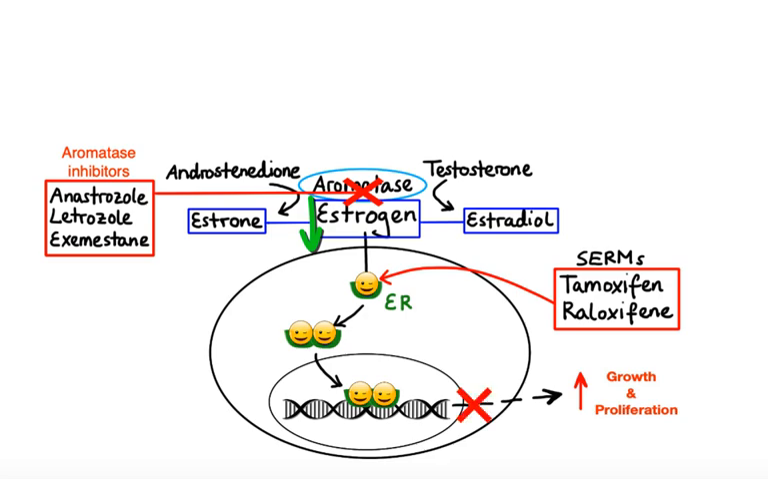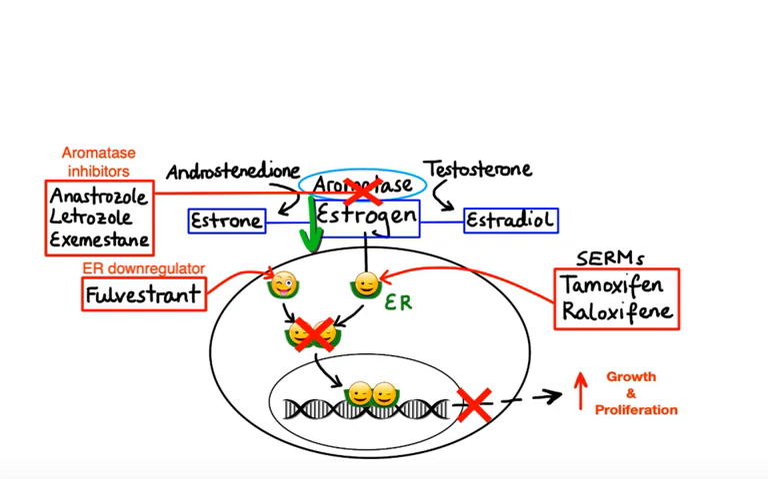Now, the third method is to reduce or eliminate estrogen receptor expression. This can be accomplished with the use of selective estrogen receptor downregulators, such as fulvestrant, which works by binding to estrogen receptor monomers and inhibiting receptor dimerization. This in turn leads to accelerated receptor degradation, thus making the receptor unavailable to estrogen.